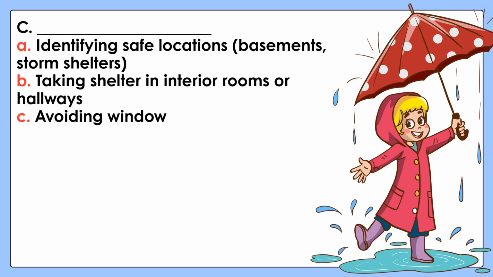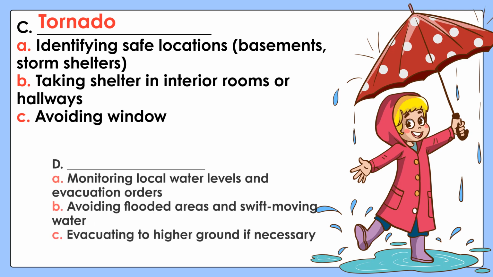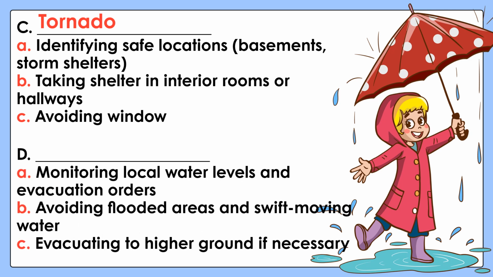C. Identifying safe locations. Examples: basement and storm shelters. Taking shelter in interior rooms or hallways. Avoiding windows. The answer is tornado. D. Monitoring local water levels and evacuation orders. Avoiding flooded areas and swift-moving water, and evacuating to higher ground if necessary. The answer is flooding, typhoon.